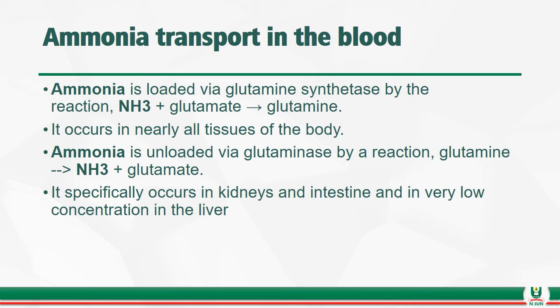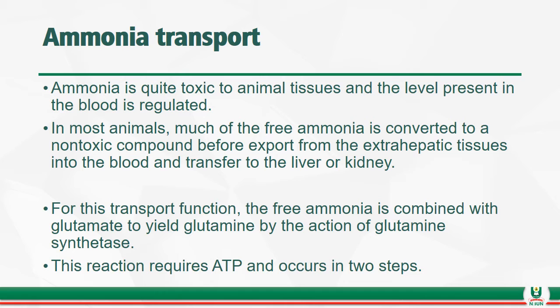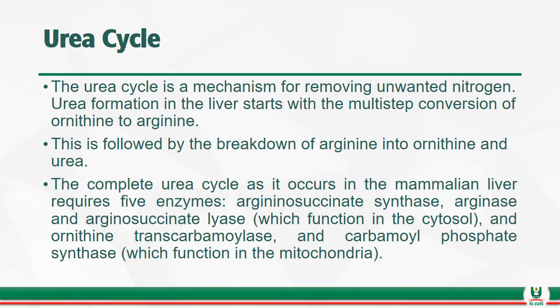So next we'll be talking about ammonia transport in the blood. After it is produced, how is this ammonia transported in the blood? Ammonia is loaded via glutamine synthesis by the reaction NH3 plus glutamate gives glutamine. It occurs in nearly all tissues of the body. Ammonia is unloaded via glutaminase by the reaction glutamine gives ammonia plus glutamate. It specifically occurs in kidneys and intestine, and in very low concentration. Here you see the pattern, the chain of reactions, and we'll discuss more seriously about it in our next class.